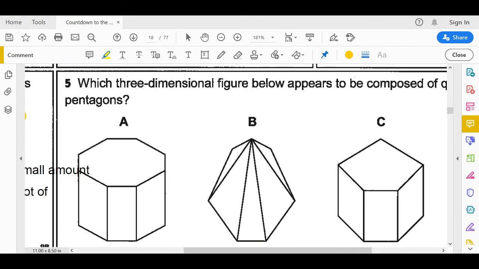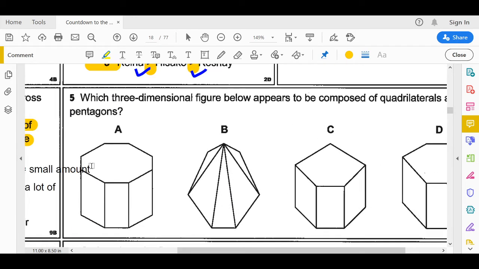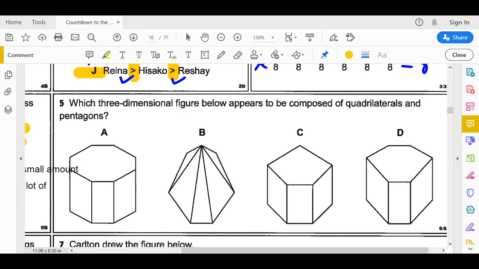Okay, number 5. Let me make it a bit smaller here. Which 3-dimensional figure below appears to be composed of quadrilaterals? Oh, I love to hear who remembers what a quadrilateral is, and I hope that your answer is 4 sides. 4 sides, okay? Let me just write it there.